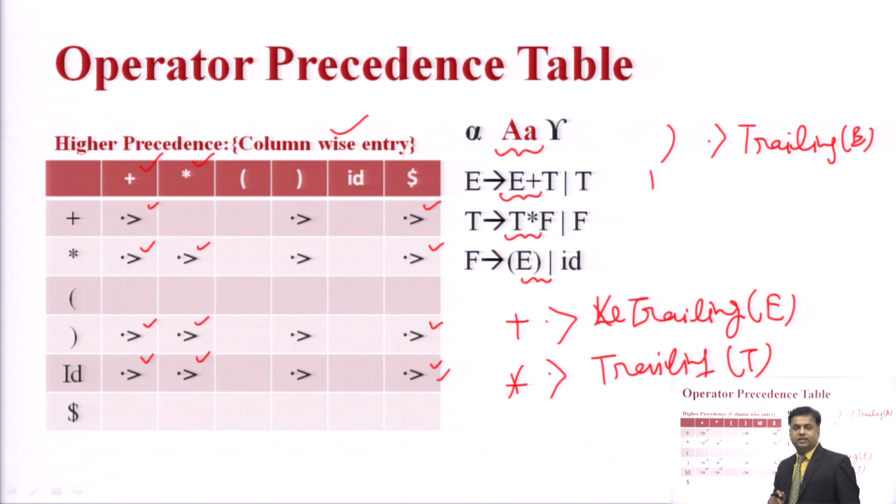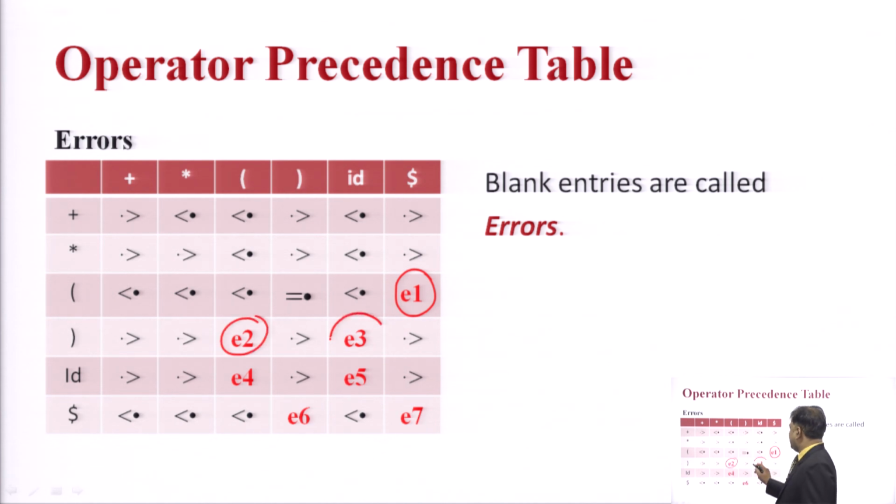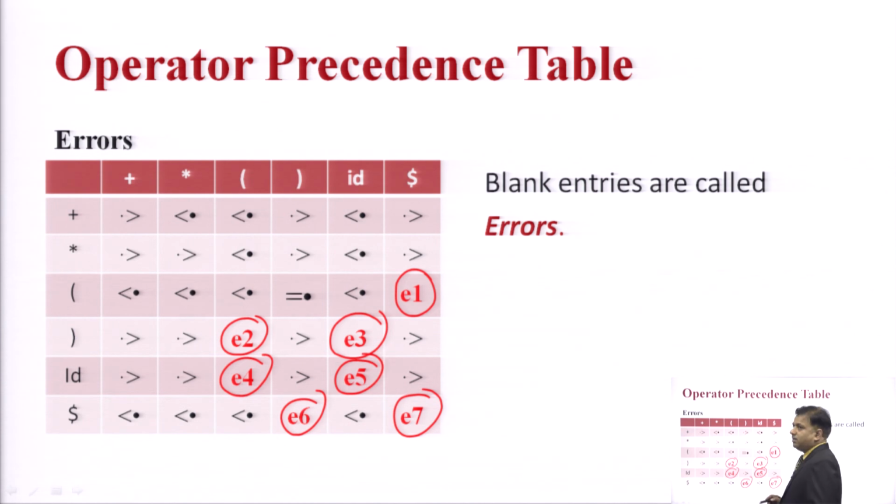So, in the same way we can fill all the entries, and at the same time we also define the dollars. So, after completing the equal precedence, lesser precedence and higher precedence, we can completely fill this table in this way, and we find that there are certain blank entries which could not be filled with the precedence relations, and these entries are called the errors. So, in this case we are having 7 errors, right. So, these blank entries are called the errors.